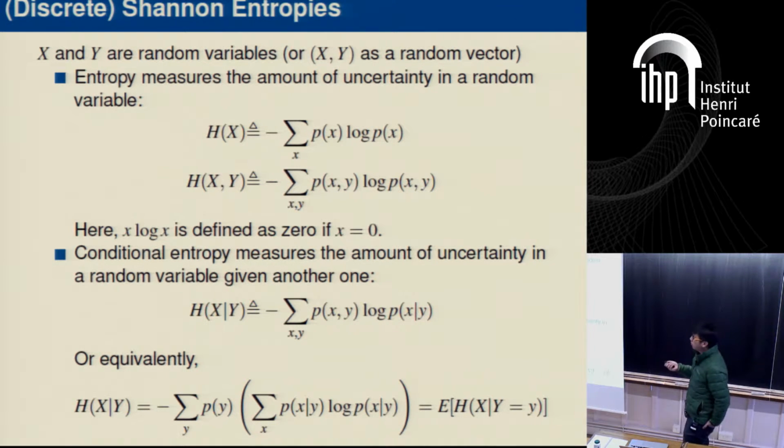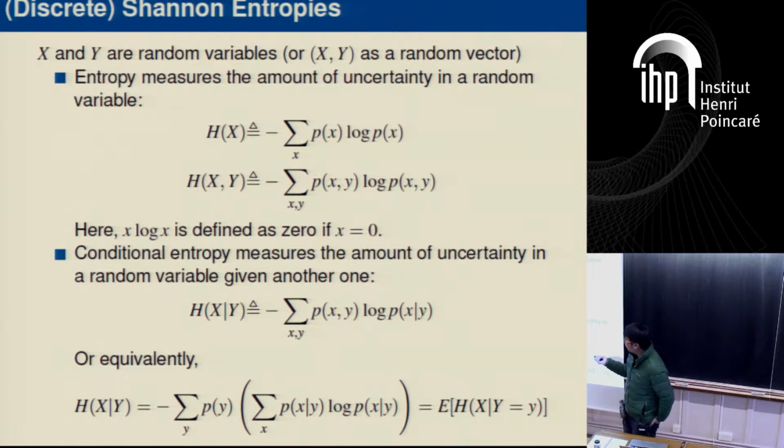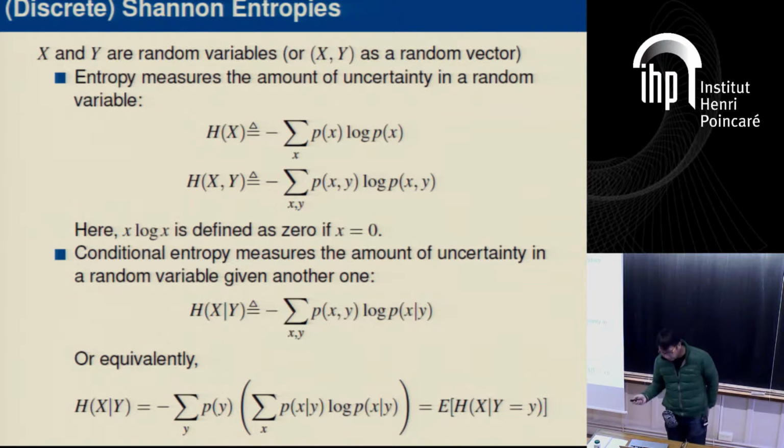So besides entropy, a very common information measure is the conditional entropy. It's defined as follows. H(X|Y) is given by the negative sum of p(x,y) log p(x|y). We can write this in a different format. For example, if I take the p(y) out and take the p(x|y) here, then we can split the sum into two parts.